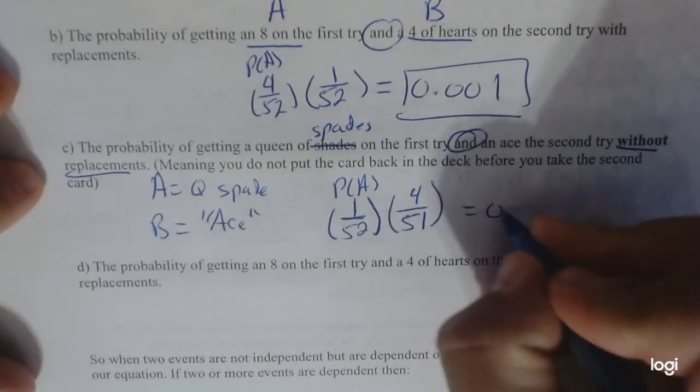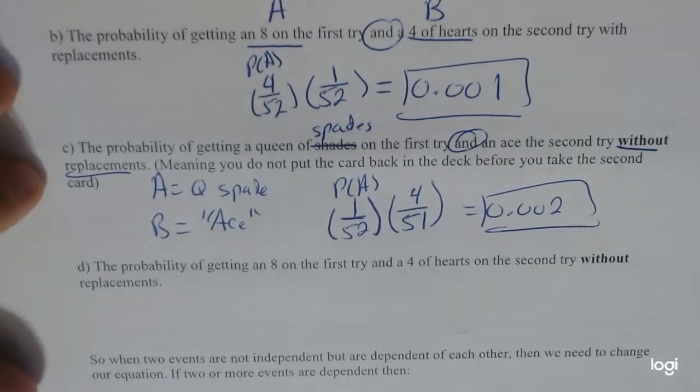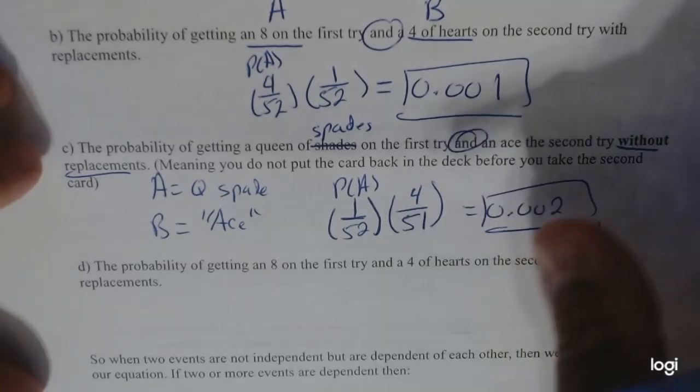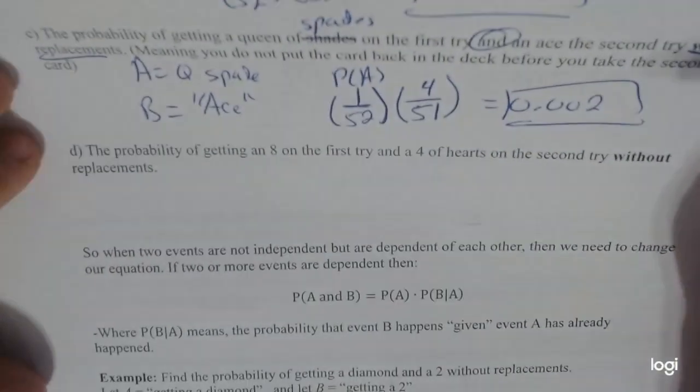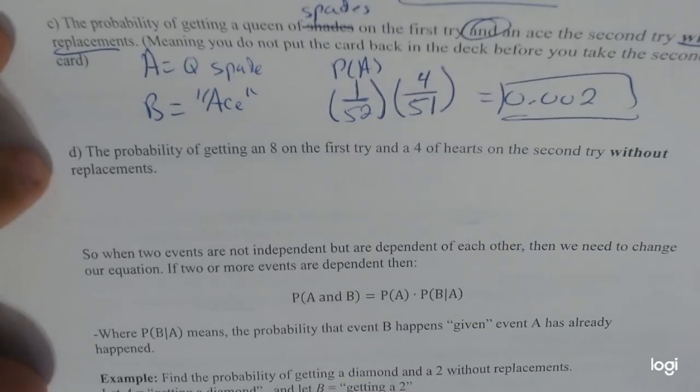And this gives you about 0.002. Okay. So that's interesting. This is without replacements. So let's try another example kind of like that. So D down here: the probability of getting an 8 on the first try and then 4 hearts on the second try, again, without replacements.